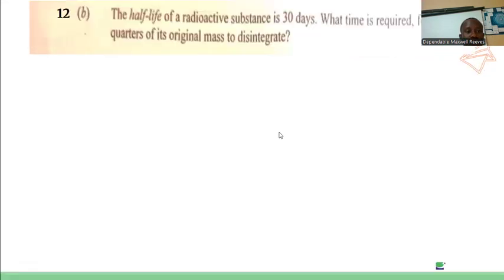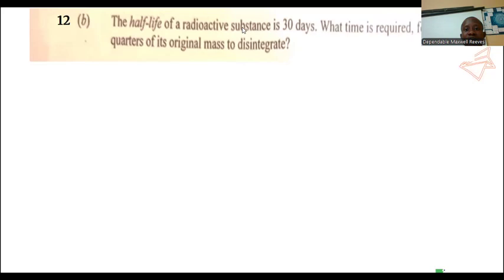So that is question 12B. This question is on nuclear physics. Let me bring this on the side to see the question correctly. All right. The half-life of a radioactive substance is 30 days. The half-life is given as capital T. What time, small t, is required for 3/4 of its original mass to disintegrate?